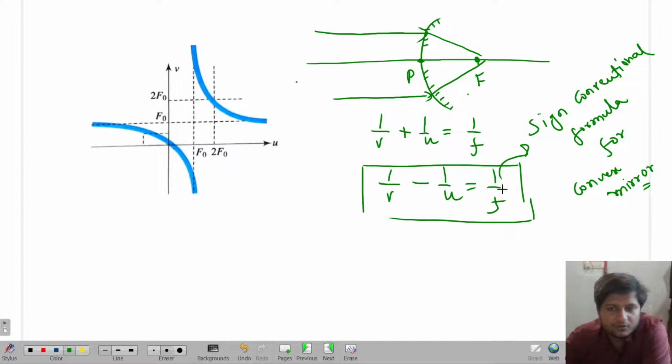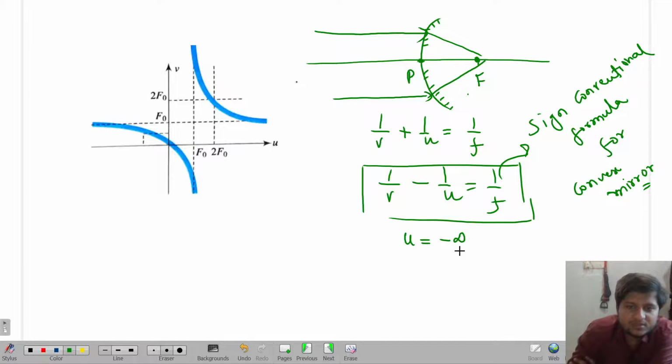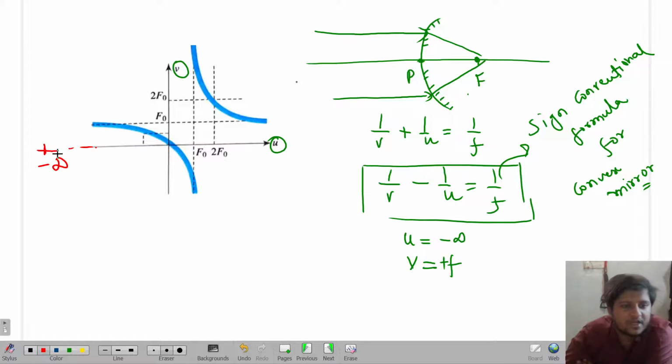So 1 by v minus 1 by u is equal to 1 by f. Now try to understand. If I put the object at minus infinity, Gagan, what will I get? I will get the image at the focus, and this will be the positive focus. So if I place my object at minus infinity, this is my object distance, this is my image distance, for that I'm getting an image at f. Therefore, for these kinds of cases, I'll get a graph like this. Yes or no?